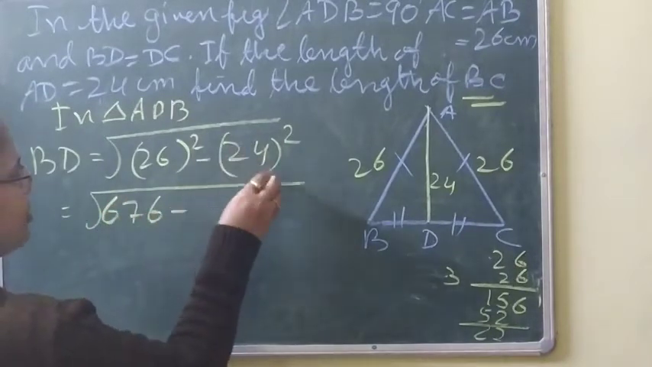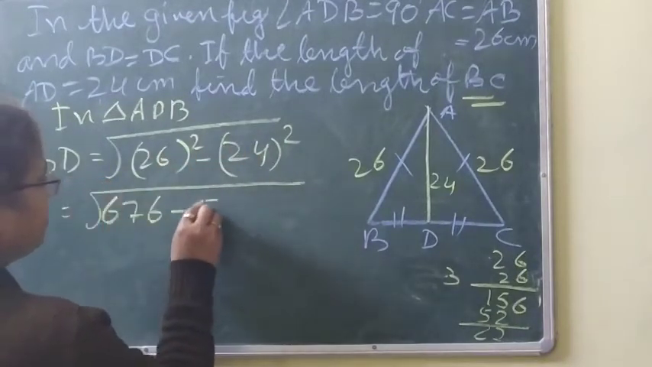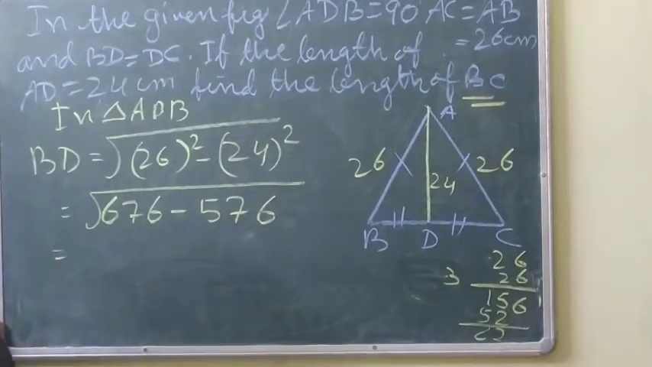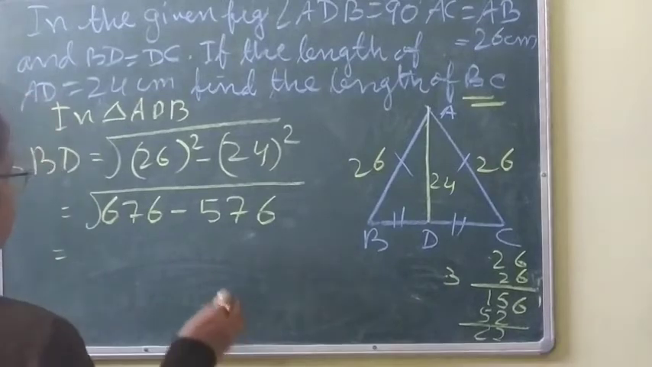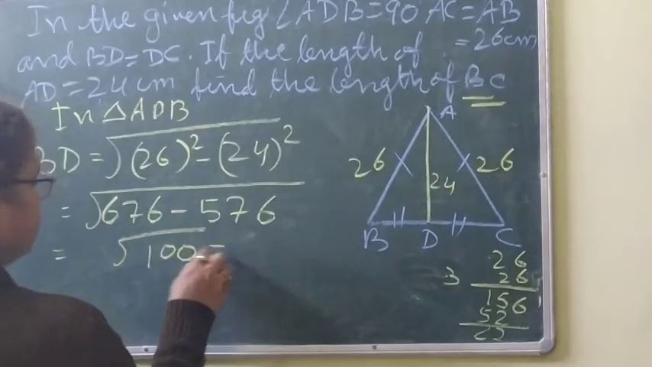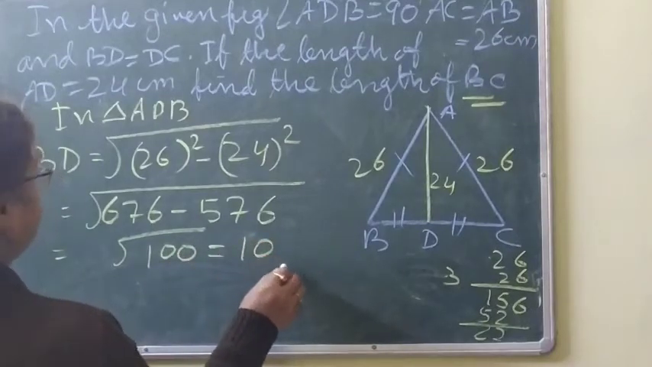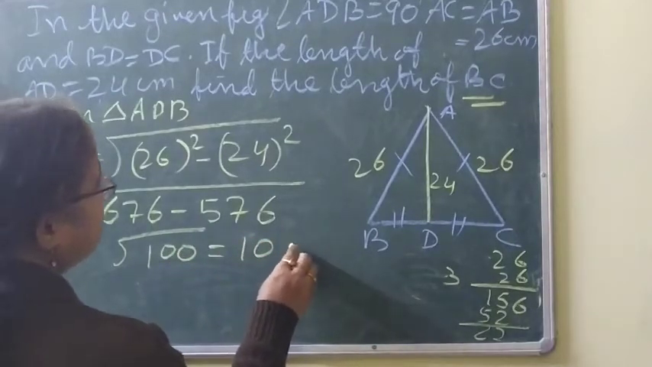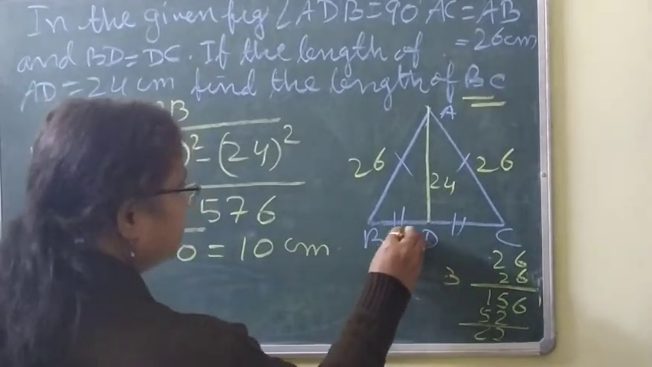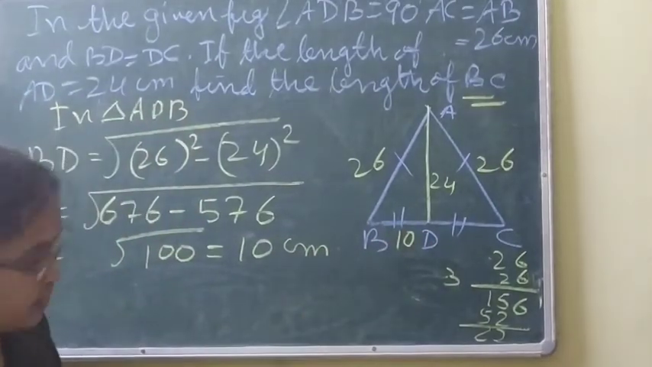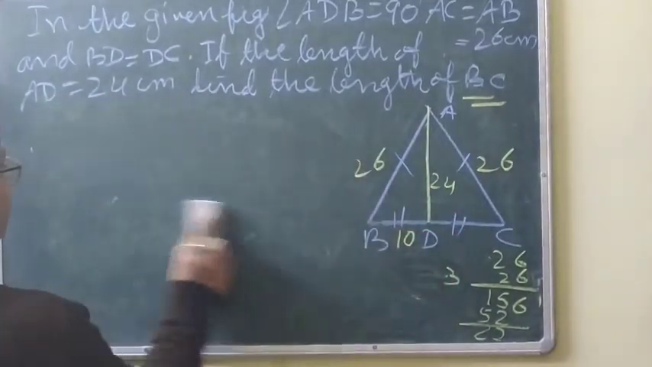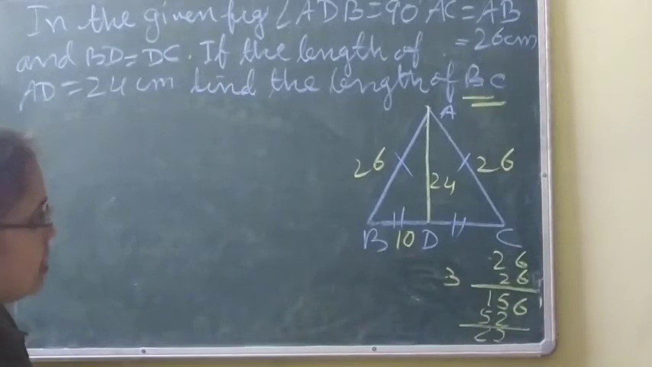676. And square of this 24 is what? 576. Okay. So when we subtract, we will get 100. And square root of 100 is 10. So BD is 10 centimeter. So here you write 10. Okay. Now, next we have to find out DC. Then only we can find out BC.